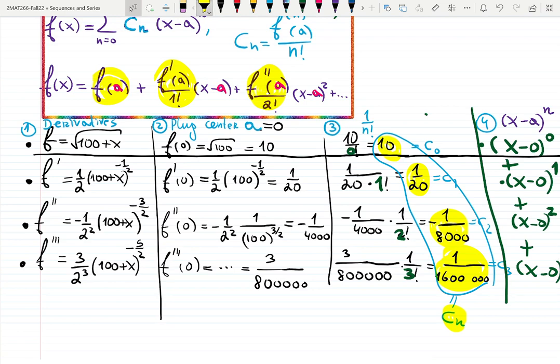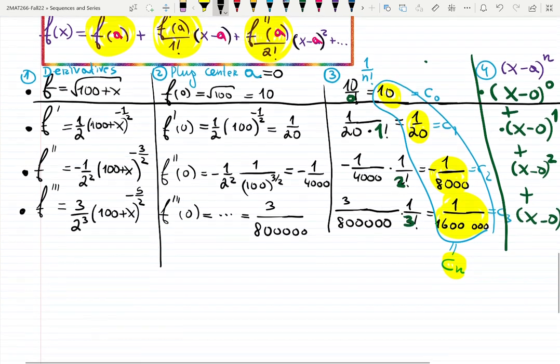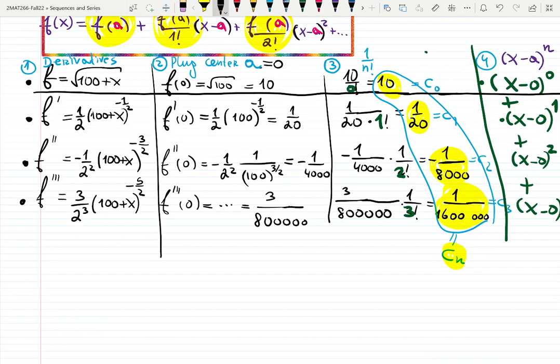Look what I just did. Yellow are my coefficients. We found that they are 10, 1 over 20, minus 1 over 8,000, and so on. Then it's multiplied by x to the 0, so I skip it. x minus a to the 1, x minus a to the 2, and so on. Therefore, here's a Taylor series.